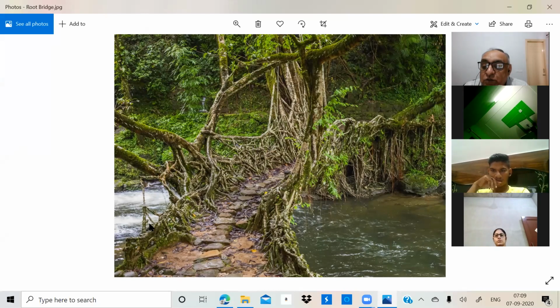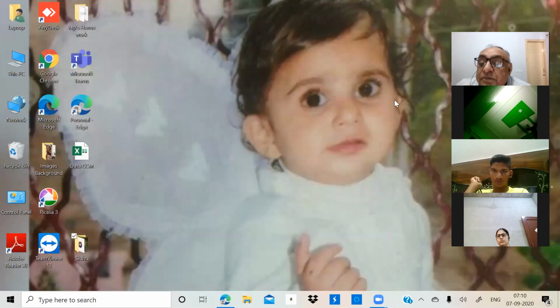They use this root bridge for the crossing of the rivers and streams, right? And sometimes at some places you will see a double decker root bridge also, one below and one above like this. Double decker root bridges also can be seen. This is a unique characteristic of this state, so bear this in mind.